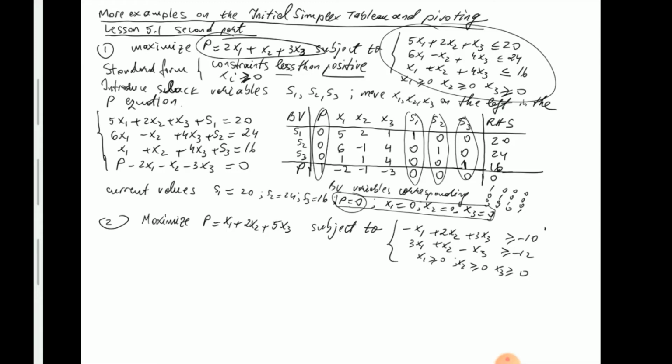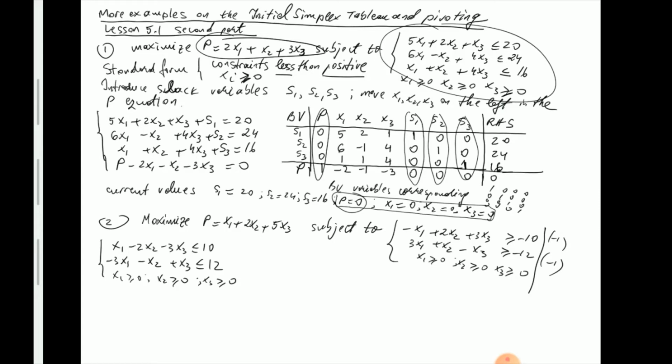Notice in this case that the system is not given in the standard form because the inequalities are not less than or equal to something. So the first thing to do is to multiply all the constraints that are not in the standard form by minus 1 and switch the inequality signs. So it's going to be x1 minus 2x2 minus 3x3 less than or equal to 10, minus 3x1 minus x2 plus x3 less than or equal to 12, and then x1, x2, x3 nonnegative.